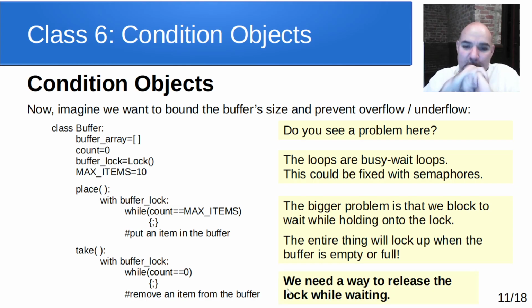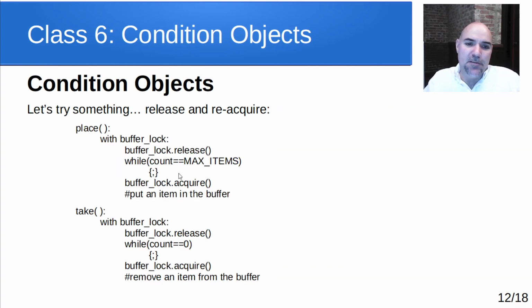So what we need to do is a way to release that lock while we're waiting. Now, you could try something like this, where you, with the lock, you release it, you enter your while loop, and then you reacquire it. But that is actually not a solution either. This might make sense. Like you might think, okay, well, I'll release the lock, I'll enter my wait, and then I'll reacquire, and then I'll continue on.